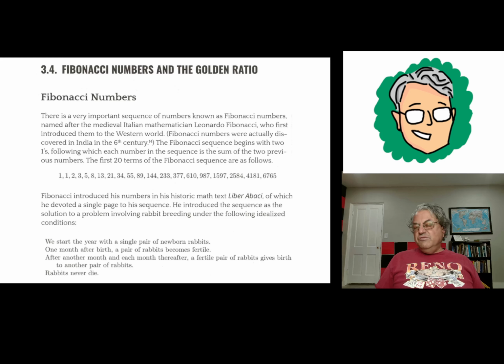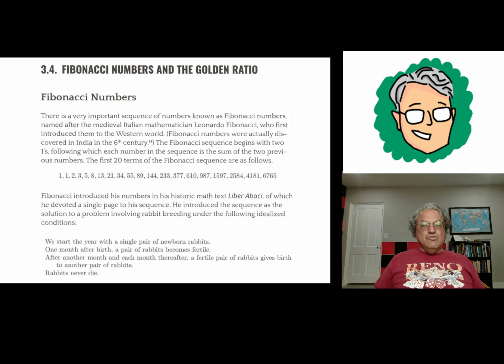But he presented Fibonacci numbers as a sort of mathematical exercise involving rabbit breeding. He came up with a kind of thought experiment. I think we would call this a thought experiment today, kind of like what Einstein and a lot of other physicists have done. You think about a hypothetical situation and see what results from it. So here's the situation. You start the year with a single pair of newborn rabbits.